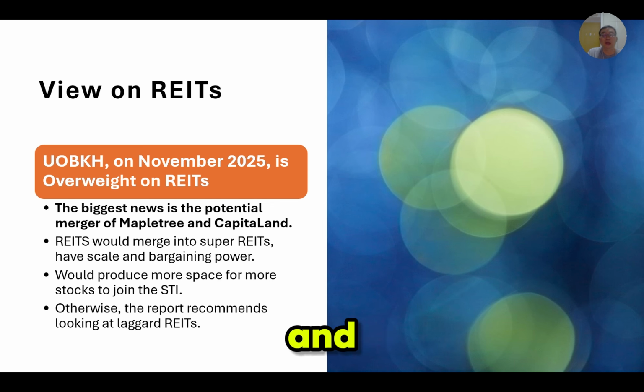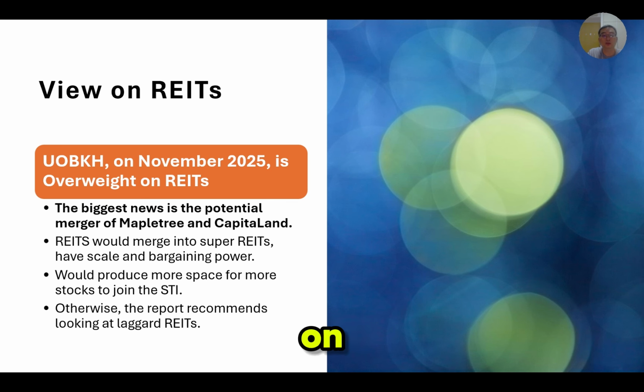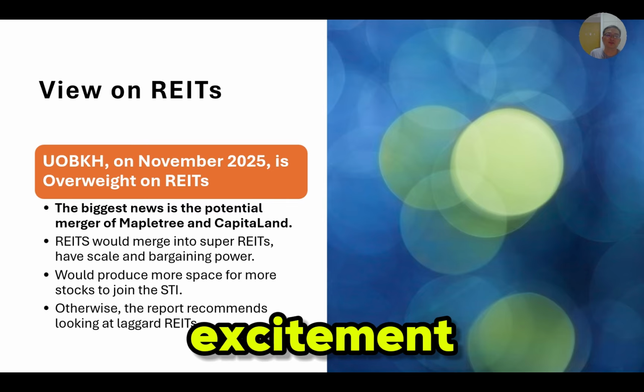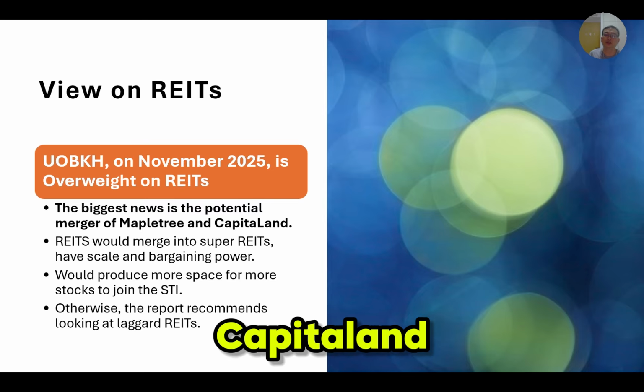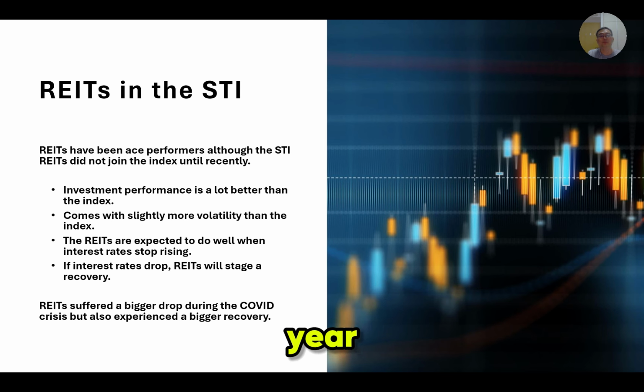And in November 2025, UOB Kay Hian was overweight on REITs. And I think there is a little bit of excitement over the merger of Mapletree and Capital Land. If it ever happens in 2026, we could be talking about super REITs, those with large scale bargaining power. And more of these REITs will get bigger and bigger, and they will enter the main index. So that's something to look forward to, hopefully this year.